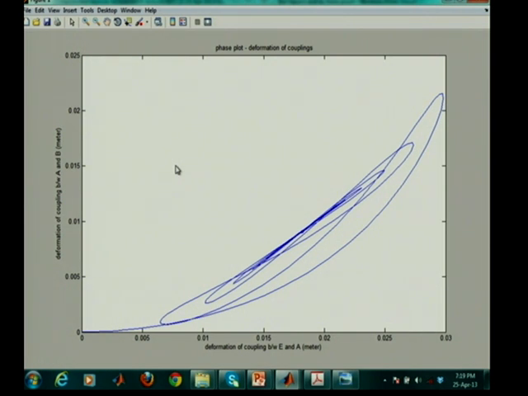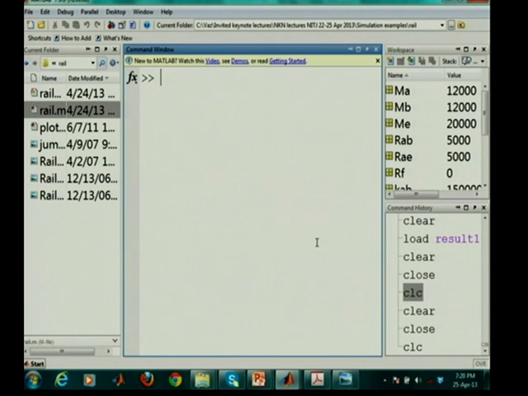If you see the deformation of the two couplings, they are not in the same phase. Their phases are different. You can see that. Otherwise it would have been a straight line like this, just oscillating. But that is not the case. It's going something like this. Okay, so you can study the phase of this also. So this is as far as the deformation of the couplings is concerned.